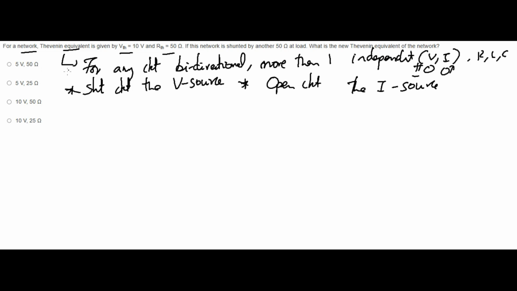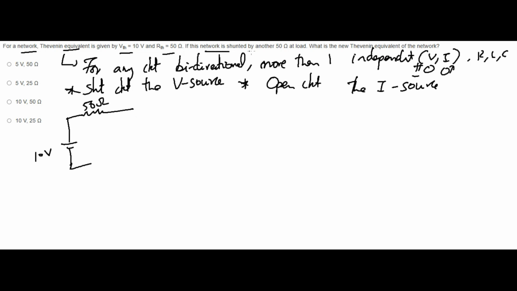They are asking us to draw the small circuit diagram. Let me draw the diagram here. VTH is equal to 10 volt, is it right? So let me draw the voltage source of 10 volt. Then they are giving R Thevenin as 50 ohm, so I draw here a 50 ohm R Thevenin.